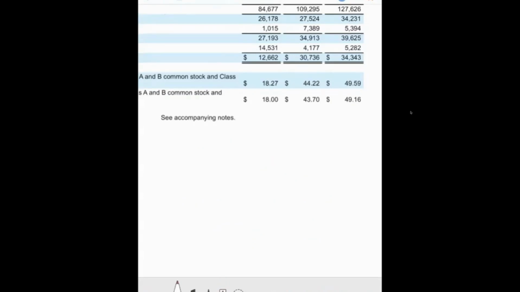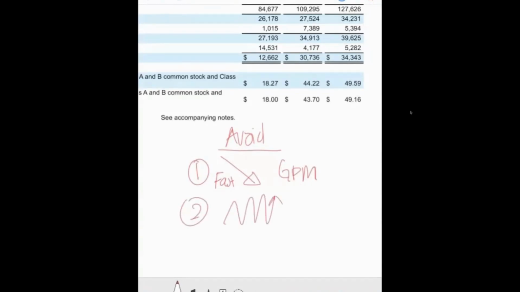So this is what you want to avoid. First, decreasing fast gross profit margin. So this, totally avoid. If you see the company's gross profit margin decrease a lot, totally avoid it. Or volatile gross profit margin. That means the fluctuation between the gross profit margin is 30-40% difference. That is totally way off, and that means this type of business is usually a very cyclical type of business. So these are the two types of gross profit margins that you want to avoid.